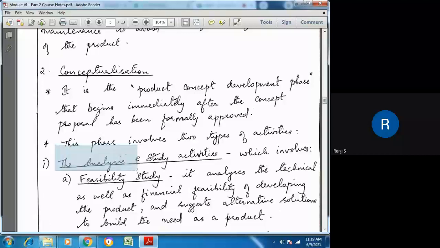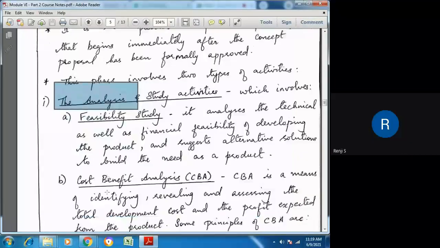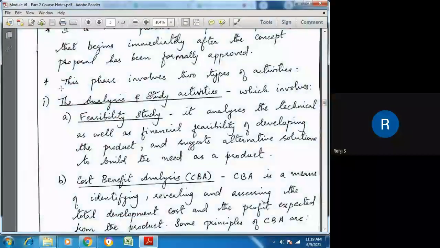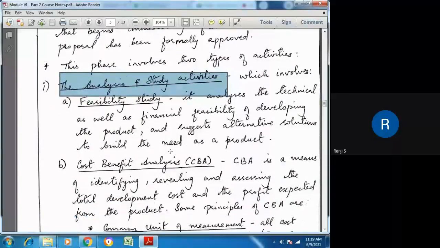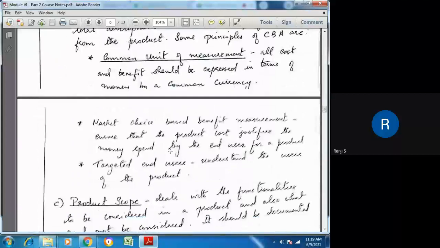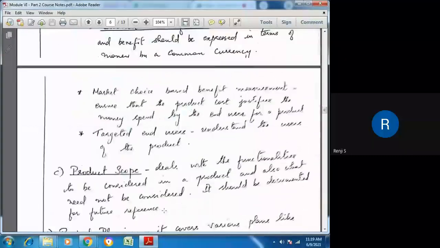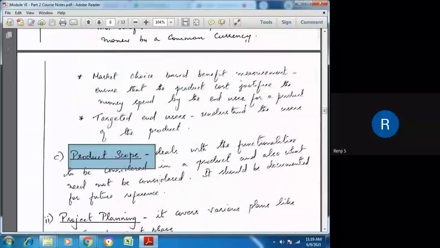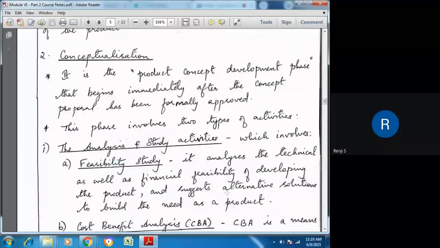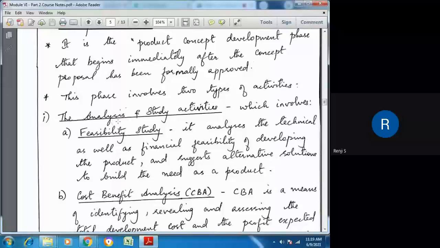You might have understood the importance of analysis. It is done in most of the initial phases of development. So let us see what the analysis and study activities do. It consists of different activities, around three sub-activities. The first is feasibility study. Next is cost benefit analysis, CBA. And the third is the product scope, whether it will survive in the market or not. These are the three sub-activities that should be carried out in the analysis and study activities.